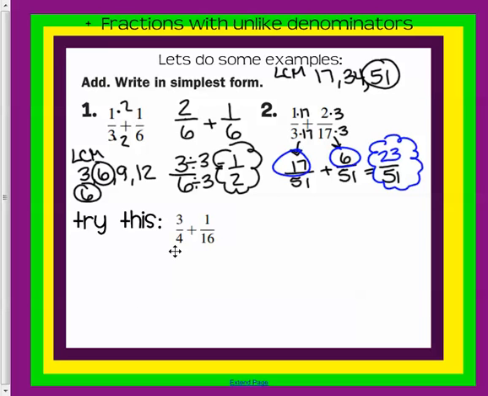Okay, so you should have paused the video. 3/4 becomes 16 as the denominator, and 4 times 4 gives you 16, so 3 times 4 gives you 12. So 12/16 plus 1/16 is 13/16.